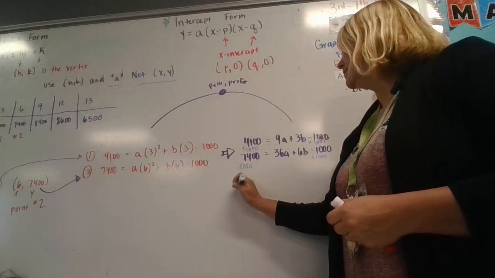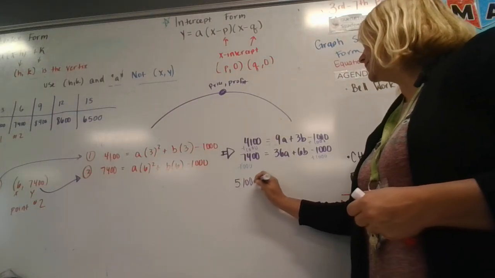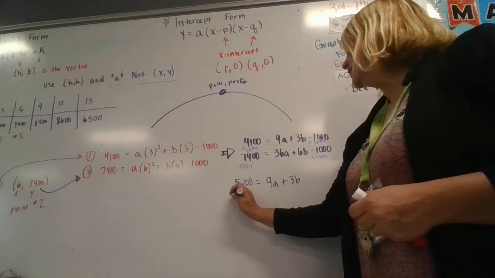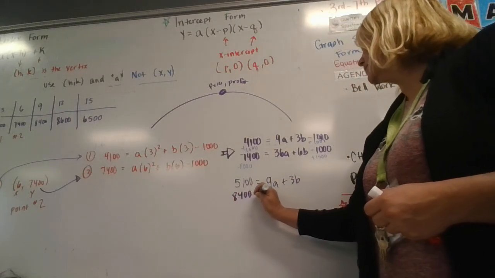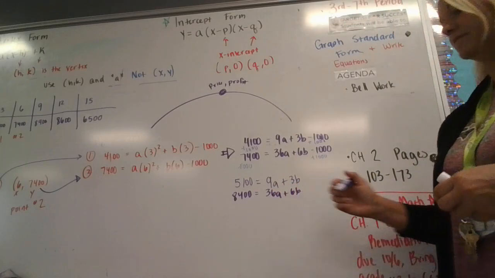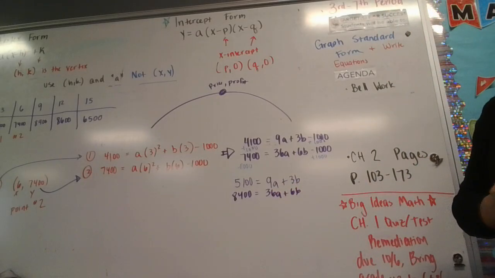So now I'm at 5100 equals 9a plus 3b, and 8400 equals 36a plus 6b. And I'm going to do the rest on the screen because this is out of control over here.